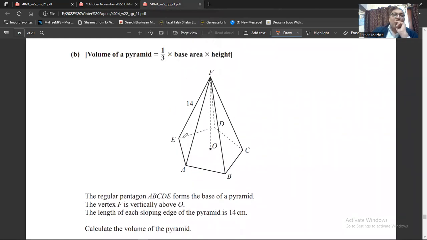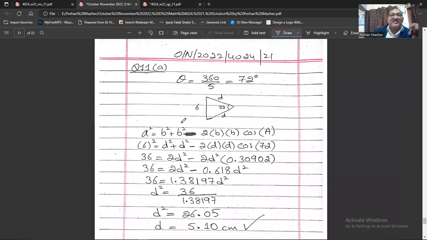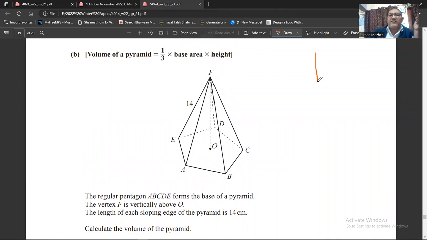First of all, this OE is equal to D, that is 5.10. So very simple, it's a right angle triangle. So this is E here, and this is F here. To find the volume, I need the vertical height of the pyramid. This is O here. This is 5.10 and this is 14. So I will apply Pythagoras and find FO. That will be the vertical height of the pyramid.